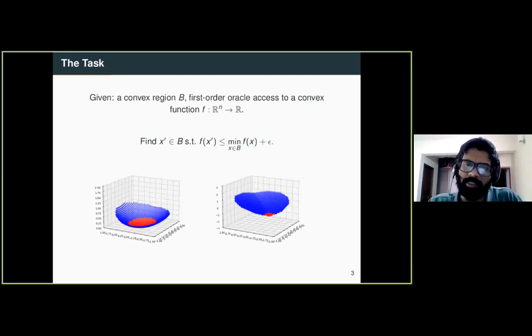And here are some examples of this task in action. So here we have a convex function in which the red points at the bottom are epsilon optimal. On the right side, it's another convex function where the epsilon optimal points are to the side.